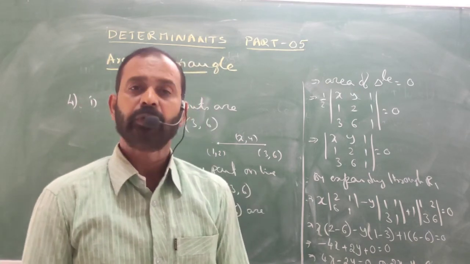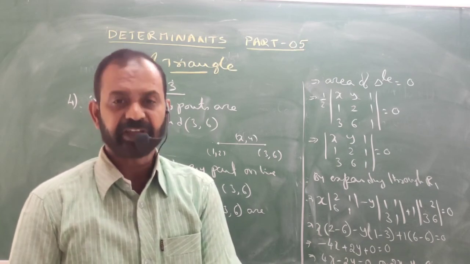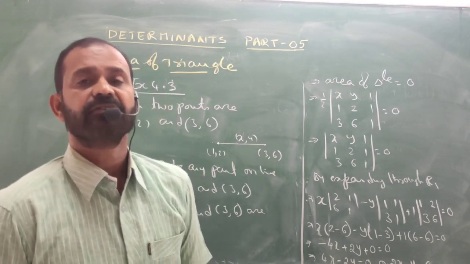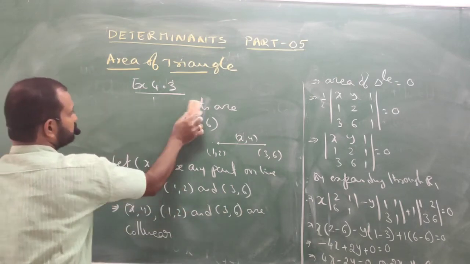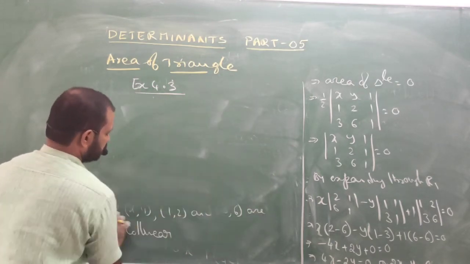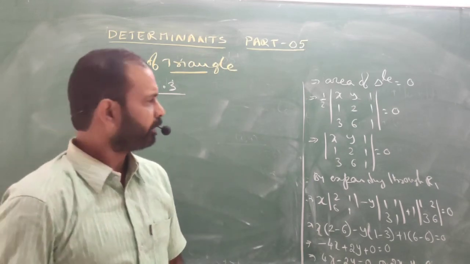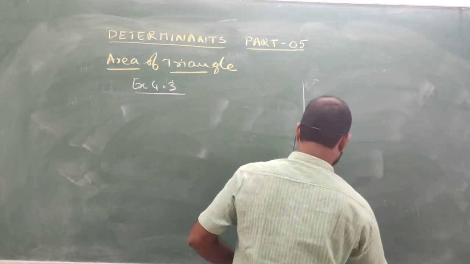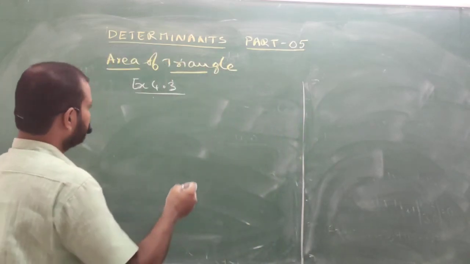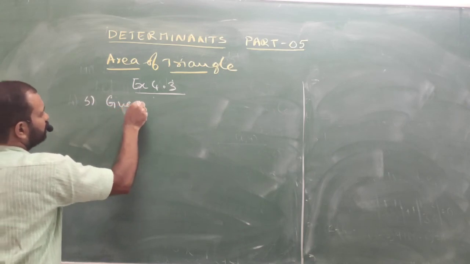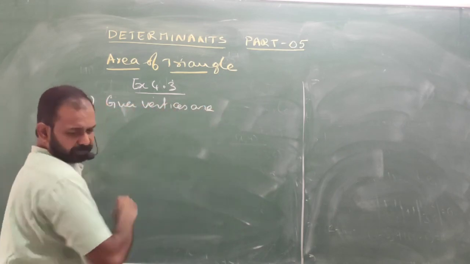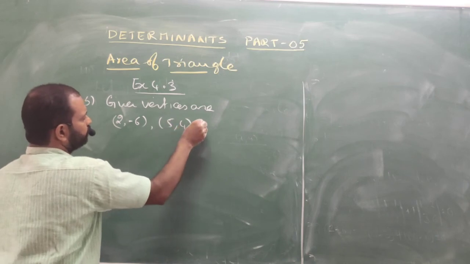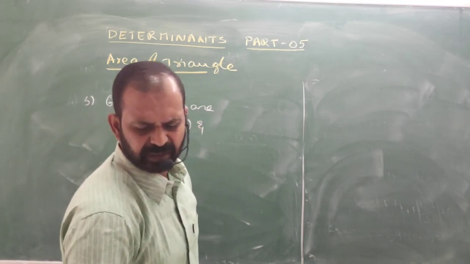Now come to the last one. If the area of the triangle is 35 square units, the area is given already with the vertices, then what is the value of k? So here we have already done the same problem, so let me do it quickly. The given vertices are 2, minus 6; 5, 4; and k, 4.